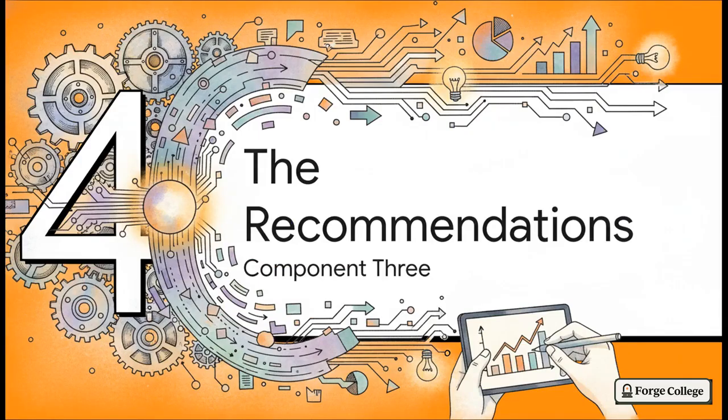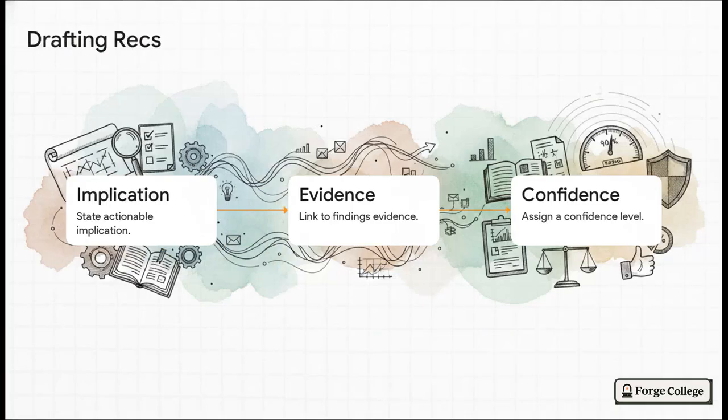All right, Section 4, Component 3, the recommendations. Let's talk about the actionable output this machine actually produces. Your recommendations section will be a tight 250 to 700 words, and it absolutely must follow this exact 3-step formula.